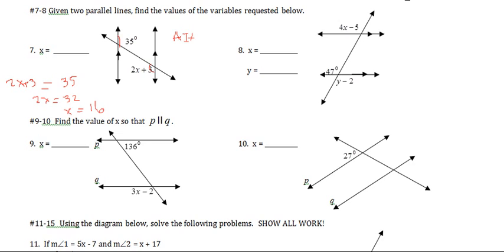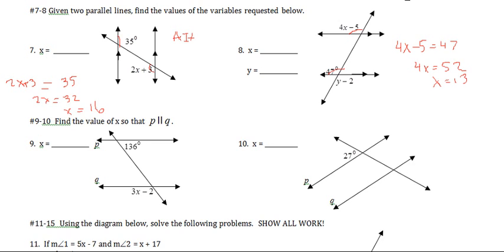Alright, next problem that I'm looking at, we're solving for x and we're solving for y. So if I look, here is this one and here is this one. Those are corresponding angles. Corresponding angles are congruent. So I'm going to get 4x minus 5 equals 47, which, adding 5 to both sides, is going to equal 52. 52 divided by 4 is going to give me x equals 13.